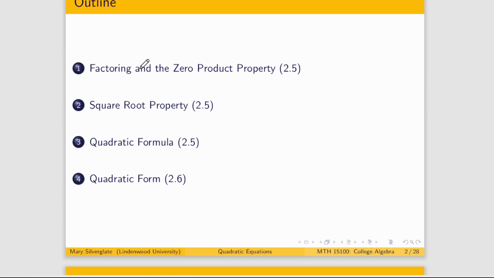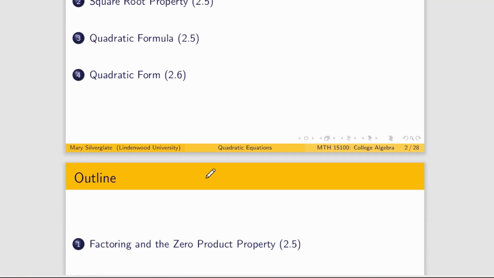In order to talk about these, we're going to first discuss factoring and the zero product property. Then we will be discussing the square root property, then the quadratic formula, and then finally equations that can be rewritten in quadratic form. You are encouraged to use the timestamps on this video if there's a particular topic that you want to get to right away.